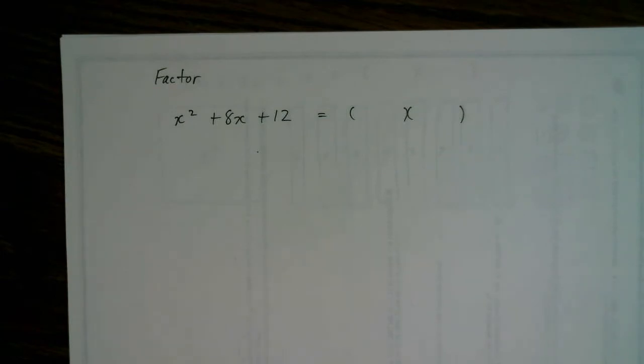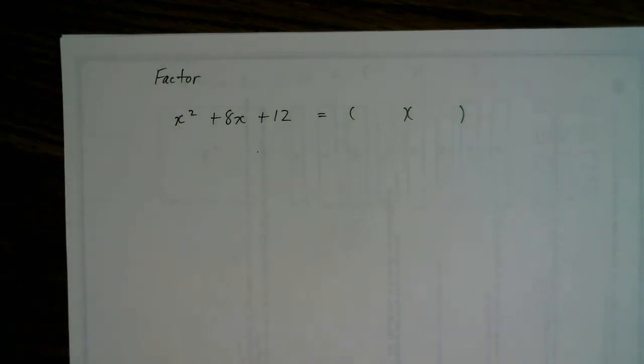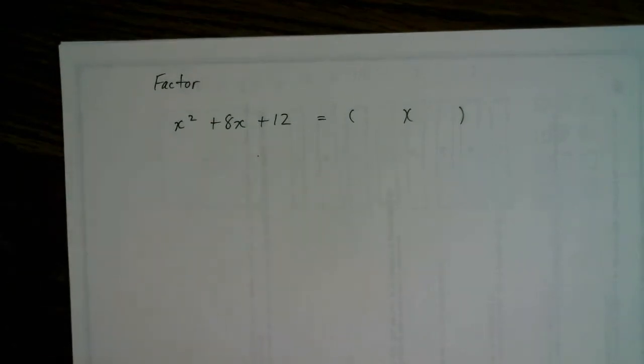Okay, so now I want to factor my trinomial. Factoring is the opposite of expanding. I want to start with the trinomial and go back to the two binomials that were multiplied to get this trinomial.